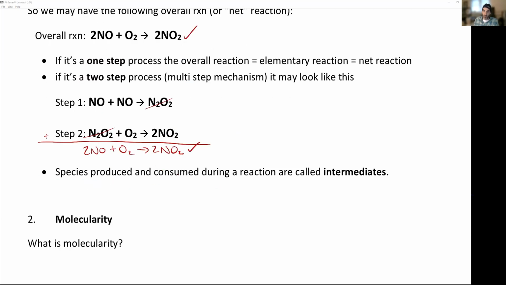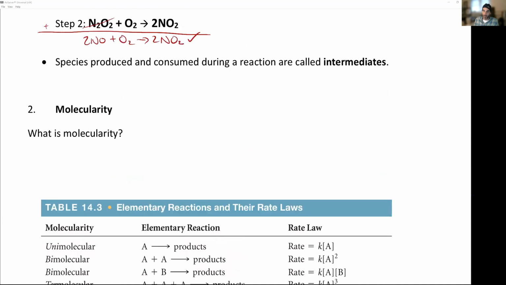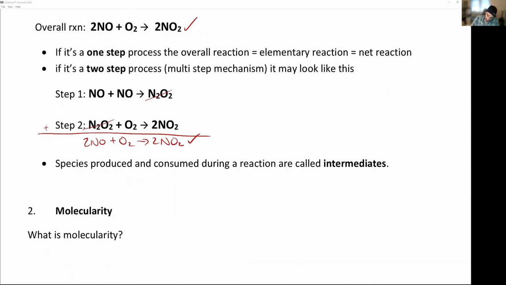Okay. Next thing, the molecularity. Oh yeah, sorry, let me quickly get here. This is consumed, formed, and then consumed. We are going to call that an intermediate. N2O2 is the intermediate because it forms and then it decomposes when reacting with O2 into NO2.